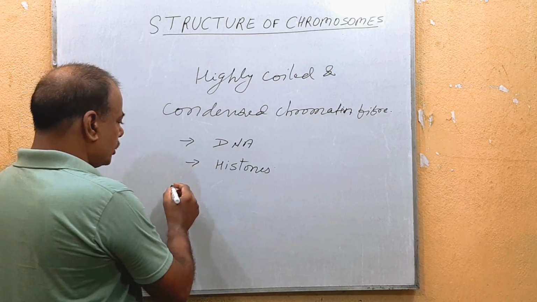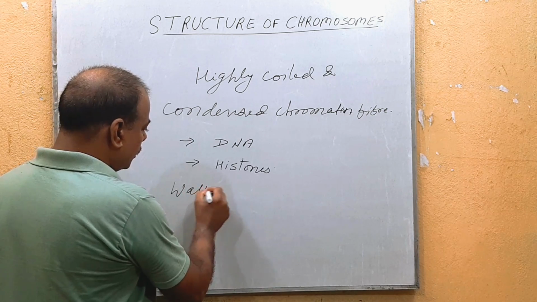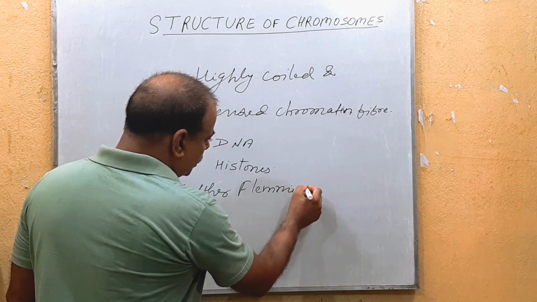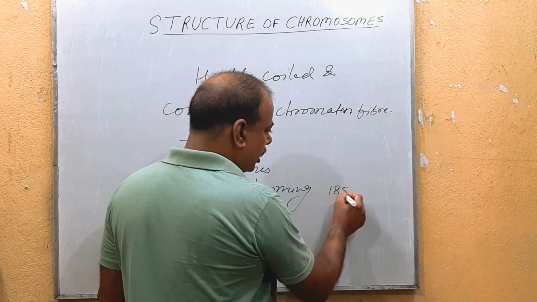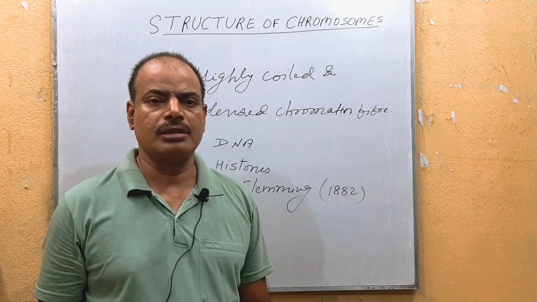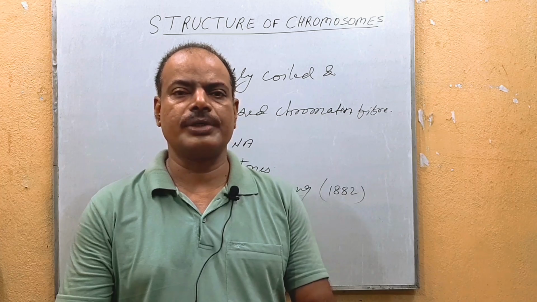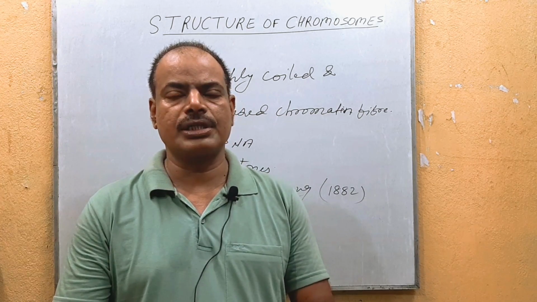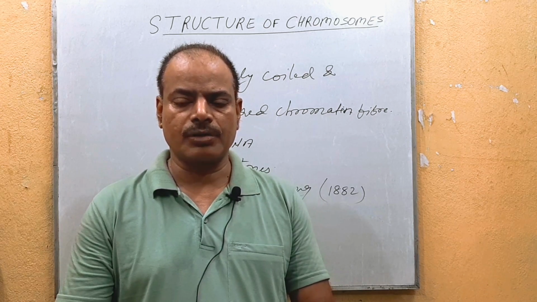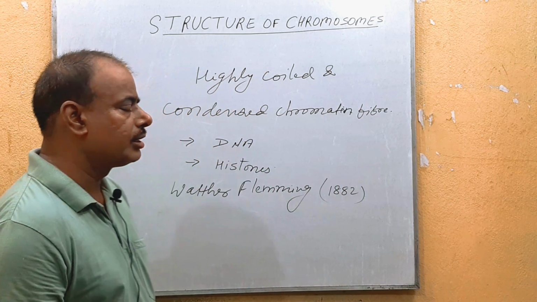Now chromosome was first studied by Walther Fleming. Walther Fleming was the first person who studied chromosome, in 1882. Since then, a number of discoveries have been made about the chromatin fibers as well as chromatids, because chromatids are the two longitudinal sections or parts of the chromosome which are connected with each other at the centromere.